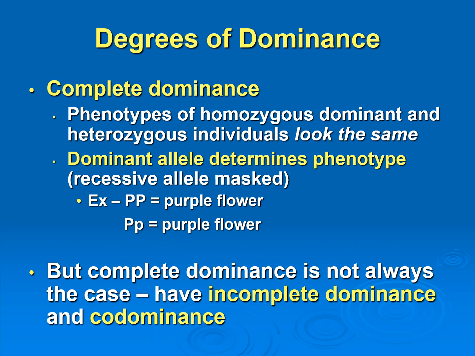So we've been talking about complete dominance, where the dominant allele will mask the recessive allele and determine the phenotype. If you have an individual whose phenotype is purple, it could be either homozygous dominant or heterozygous. If its phenotype is a white flower, its genotype is going to be homozygous recessive. But complete dominance is not always the case, and we can also have incomplete dominance and codominance. So let's take a look at those.